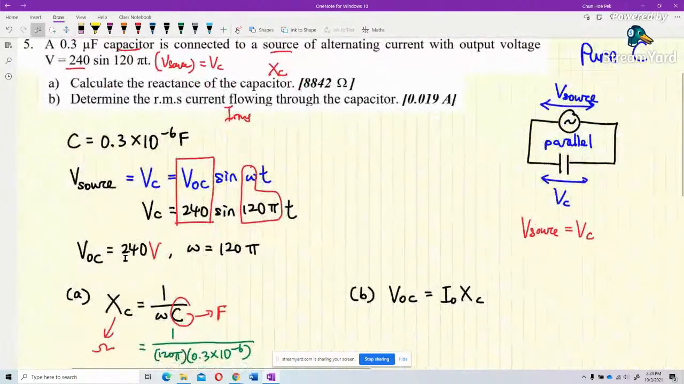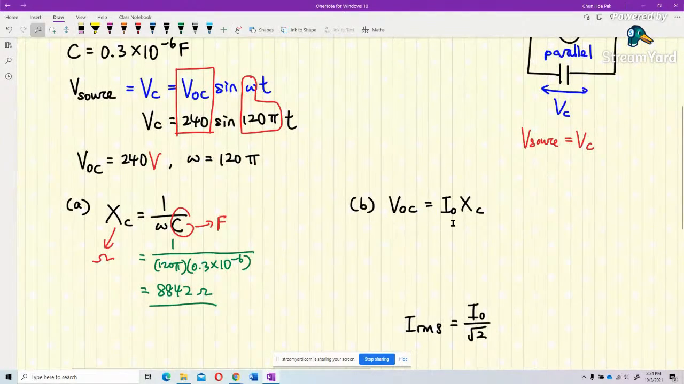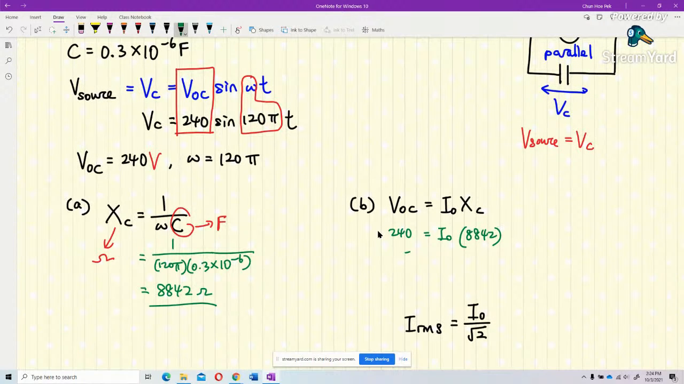We already have the V naught C, isn't it? So just apply the formula. V naught C is I naught XC. You only have the capacitor, isn't it? So just put in the values. V naught C is 240, and XC is 8842. Then you get your current I naught. I don't know what value; you calculate for yourself.